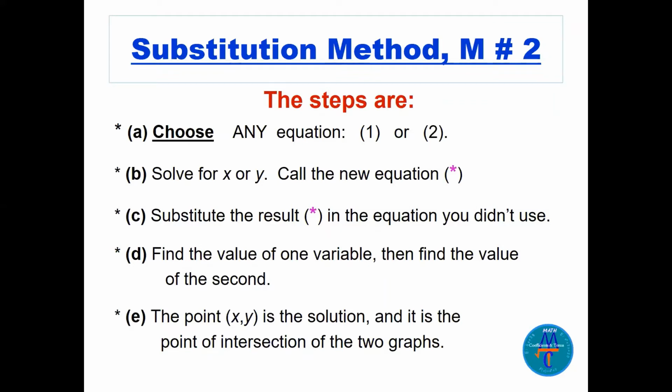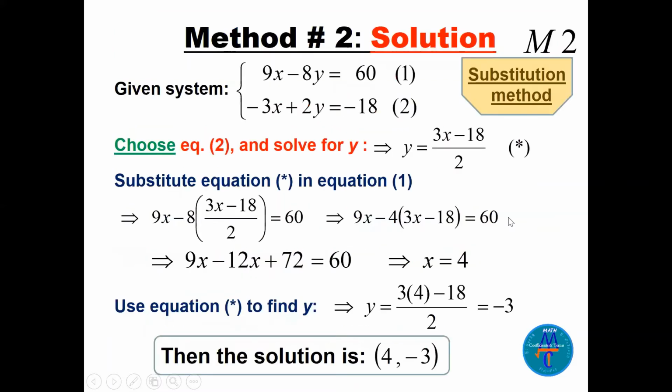Just to make things easy, call this one star. Now you substitute star in the equation you did not use, and then you find the variable. Let's see the solution here. Same system, 9x minus 8y is equal to 60, minus 3x plus 2y is equal to minus 18. Substitution method, M2, method number 2. I will choose here equation 2. It looks easier. Solve for y.